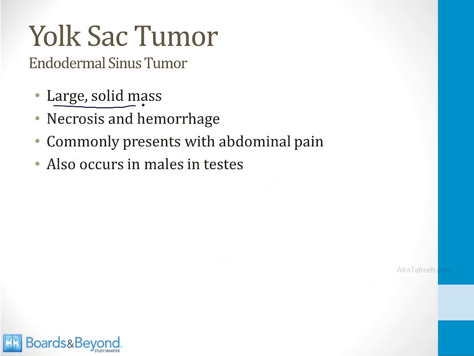These tumors are large, solid masses, and they often develop necrosis and hemorrhage. So for this reason, they commonly present with abdominal pain because of the necrosis and hemorrhage and inflammation. So the classic presentation is a young woman or girl with a large pelvic mass and abdominal pain and a high level of serum AFP. That is likely a description of a yolk sac tumor. And just so you're aware, these also occur in the males in testes. The testicles can develop a yolk sac tumor as well.